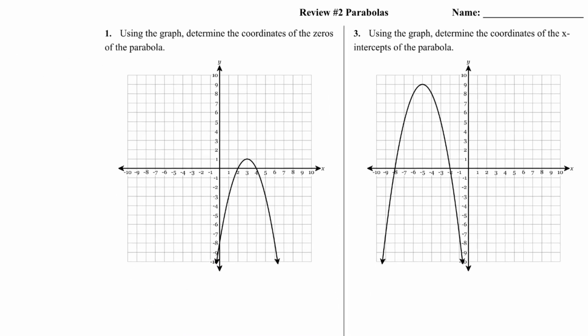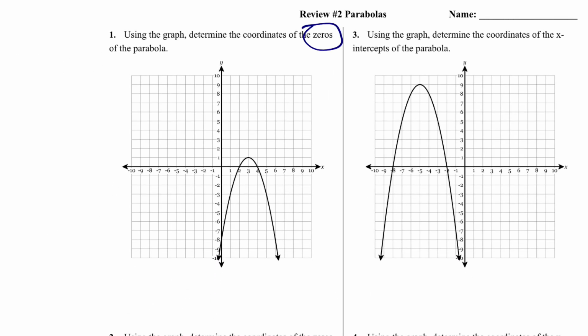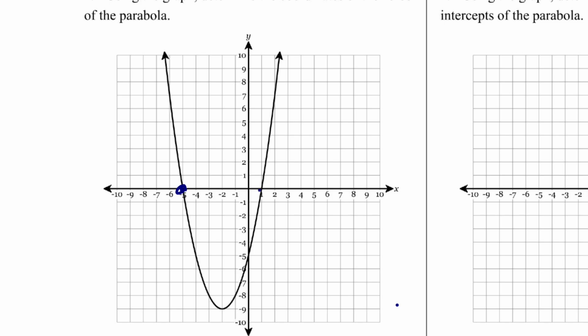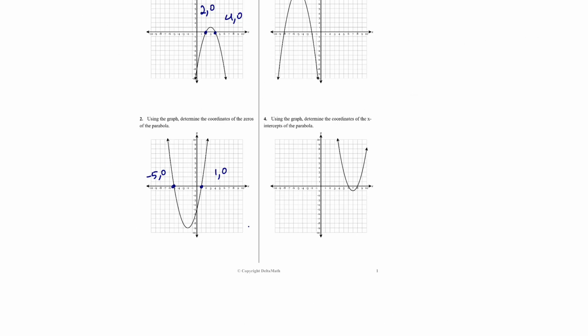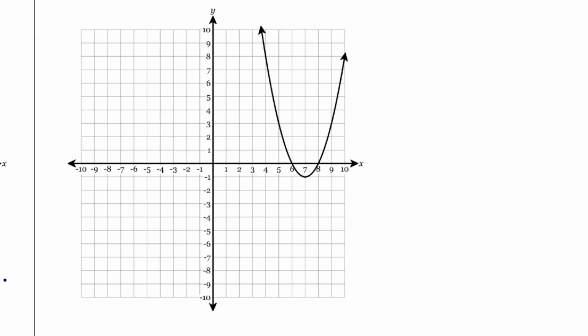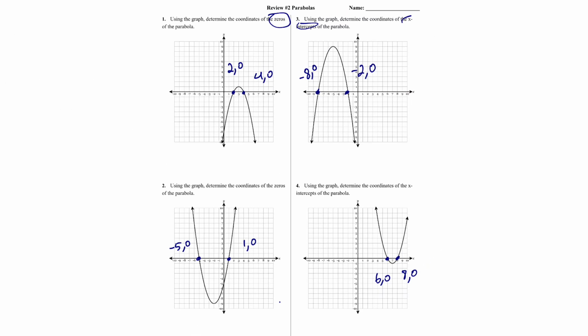Flying through, here's review number 2, parabolas. Coordinates of zeros are here and here. That's 2, 0, and 4, 0. Zeros are here and here. That's negative 5, 0, and 1, 0. X-intercepts are actually the same thing. Negative 8, 0, and negative 2, 0. 6, 0, 8, 0. We can call these x-intercepts, we can call them zeros, we can call them roots, we can call them solutions.